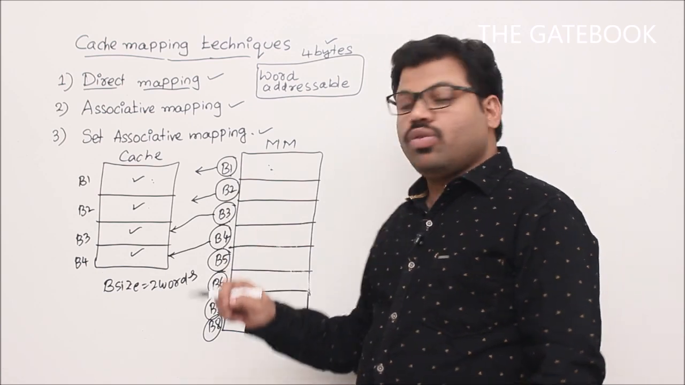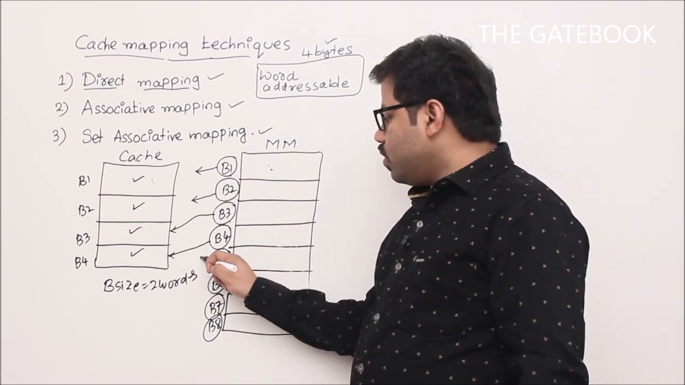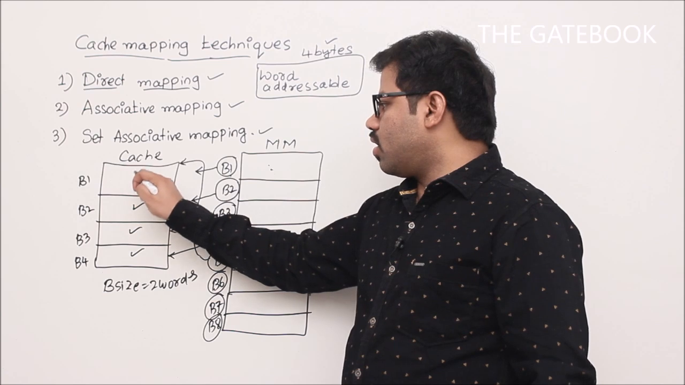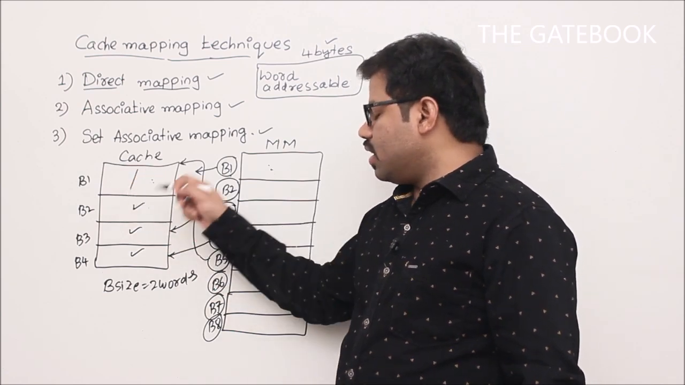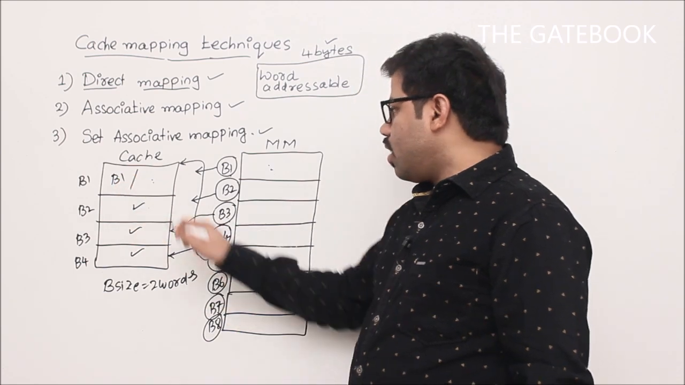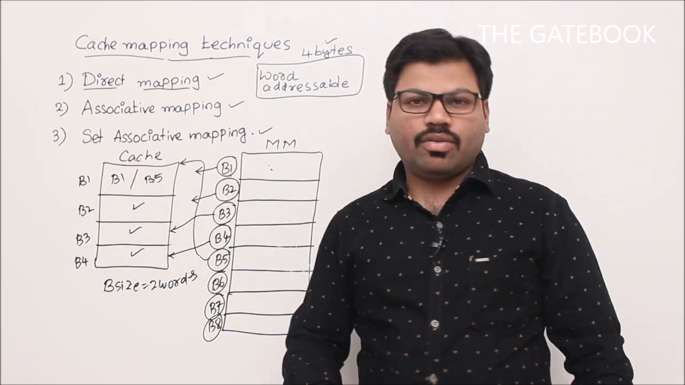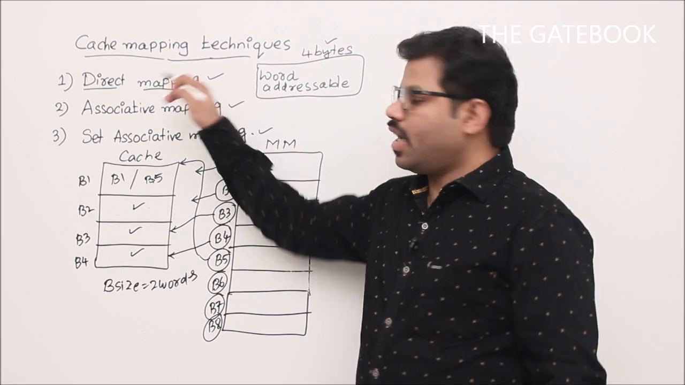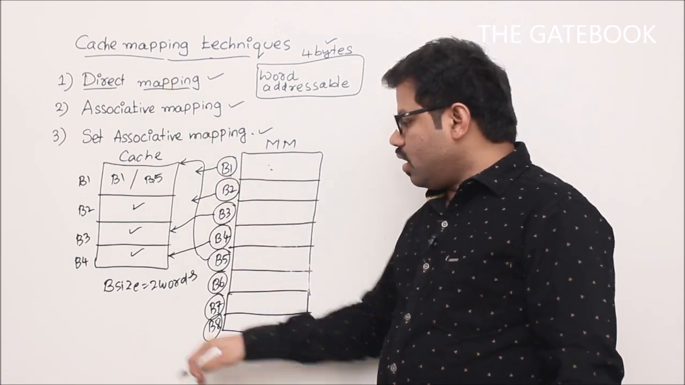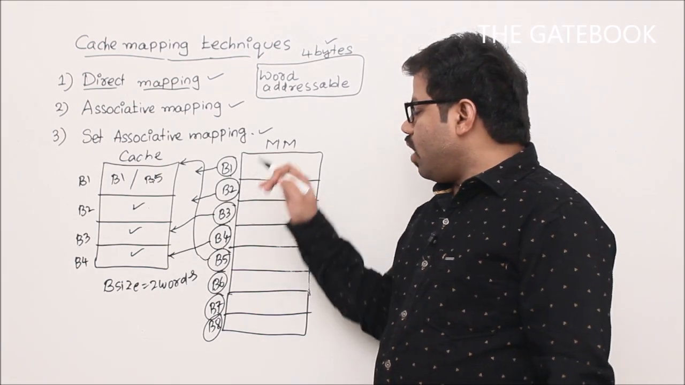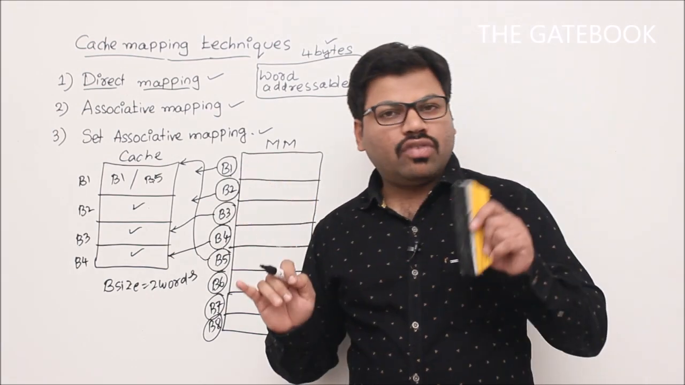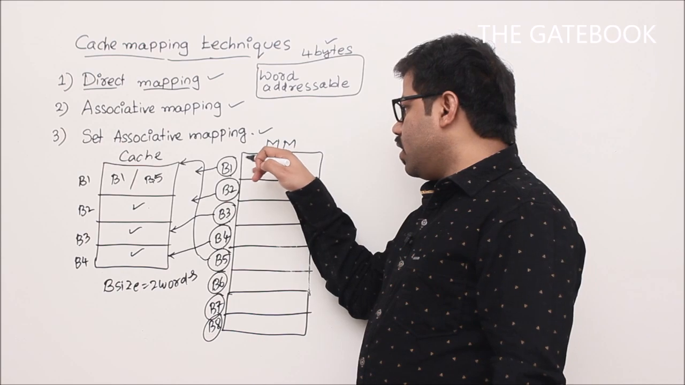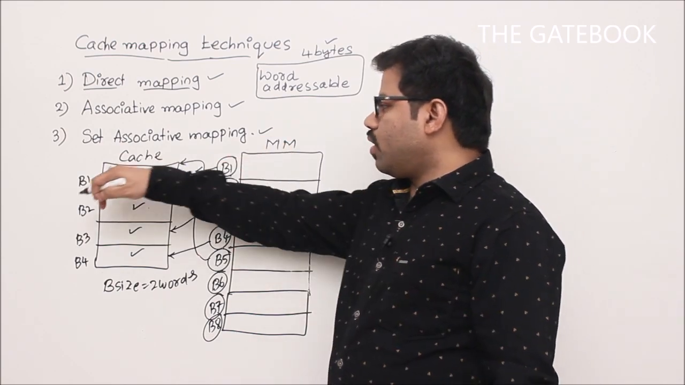Then a problem comes. Where do you keep B5? B5 should go to, let's say, again B1's slot. Then there is a contention for this slot. This slot can only accommodate B1 or B5. Only one among them can be stored here. Remember that point. So that is a strategy called direct mapping. Finally, you have 8 blocks here, you have only 4 blocks. In this model, every main memory block is always assigned to one particular block in the cache.